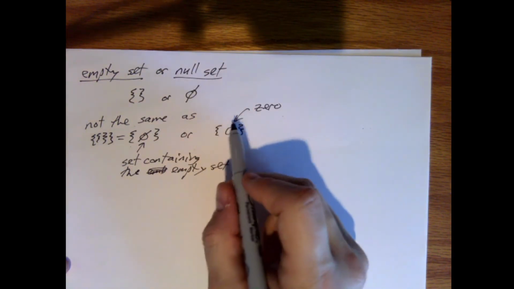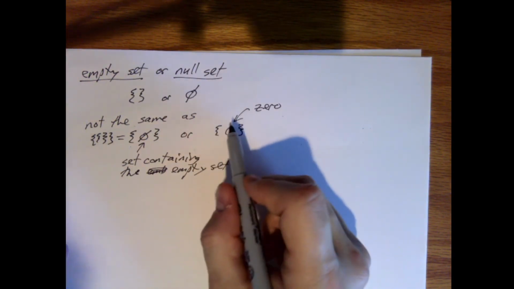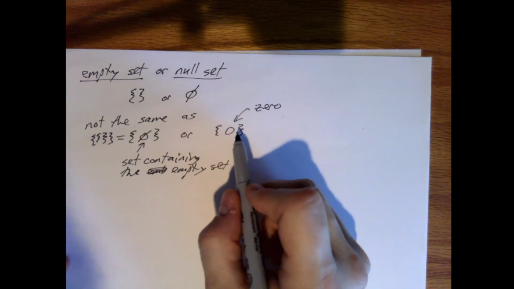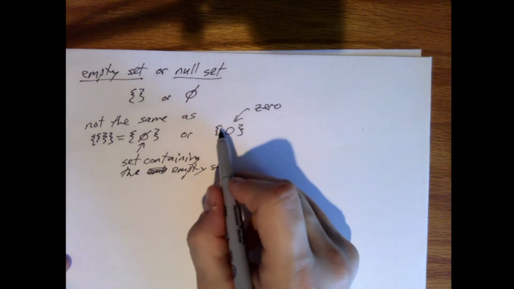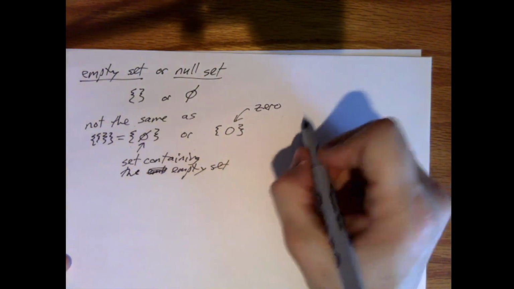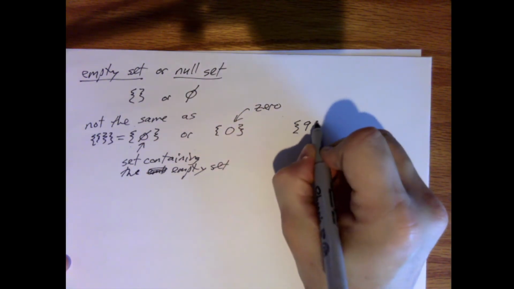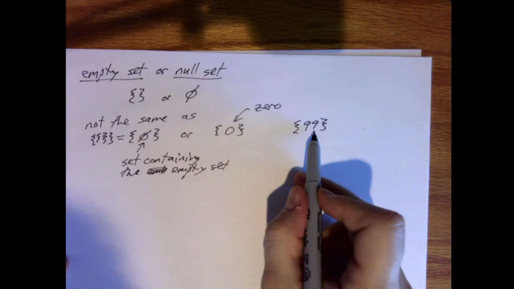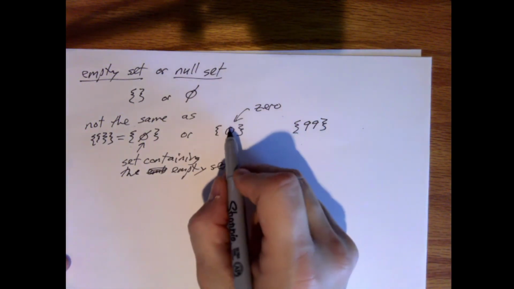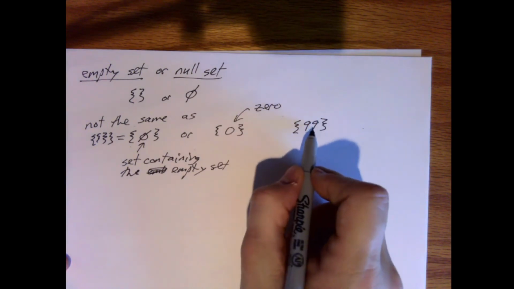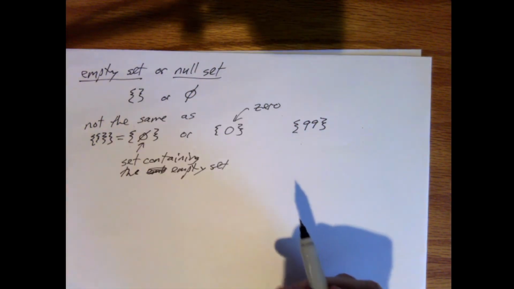I know that often in everyday English usage, people think of 0 as meaning nothing, but 0 is a number. So I'm simply saying this is a set containing a single number, just like this is a set containing a single number. It's not the same set, obviously, because 0 doesn't equal 99, but this contains a number, this contains a number. Neither of these is empty.